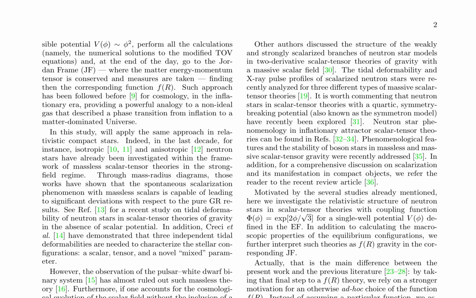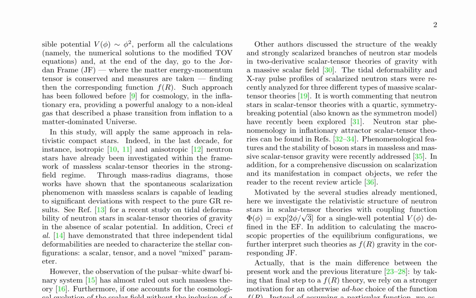This study explores the relativistic structure of neutron stars within scalar tensor theories, concentrating on a specific coupling function and a single well potential for the scalar field in the Einstein frame. A key distinction between this research and previous literature lies in its interpretation of these theories as F(R) gravity in the Jordan frame, providing a stronger motivation for the choice of the function F(R).